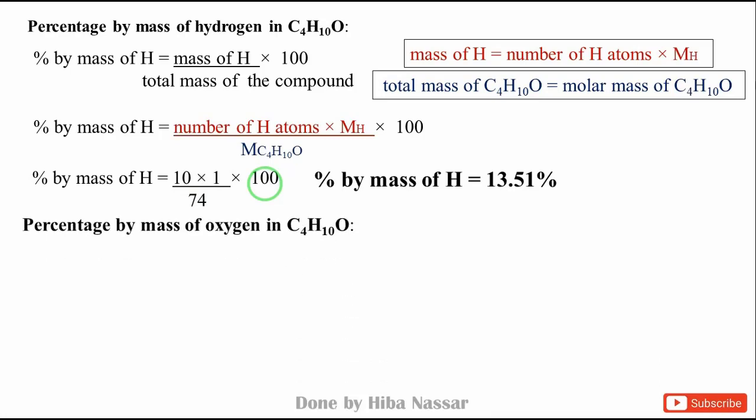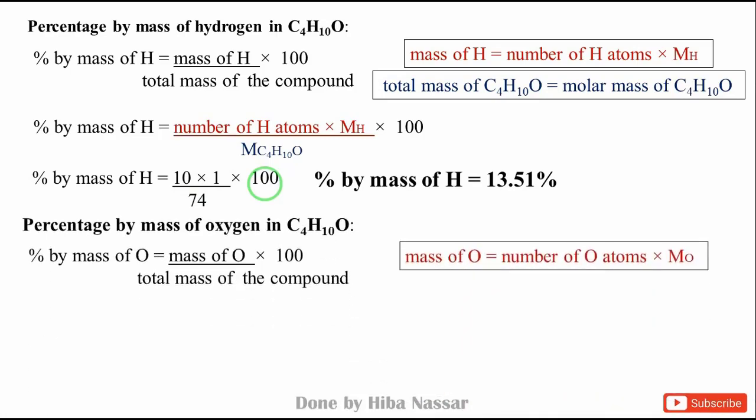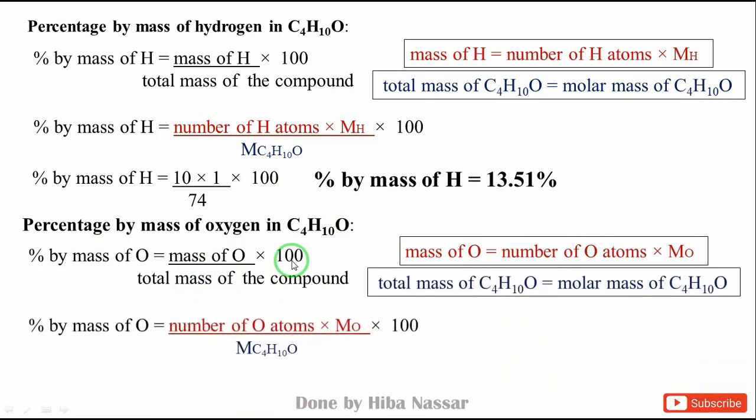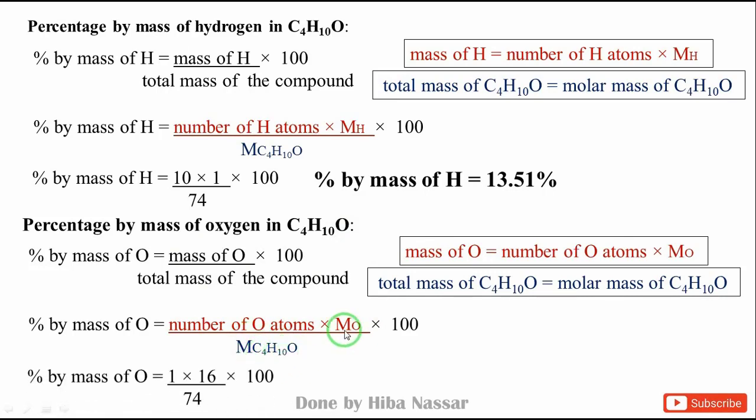The same for oxygen. To calculate the percentage by mass of oxygen, we can say that percentage by mass of oxygen is equal to the partial mass of oxygen divided by the total mass of the compound times 100. We will follow the same pattern, so we can substitute, instead of mass of oxygen, the number of oxygen atoms, which is equal to 1 here, times molar mass of oxygen divided by the molar mass of butanol times 100. So it's found to be equal to 21.62%.